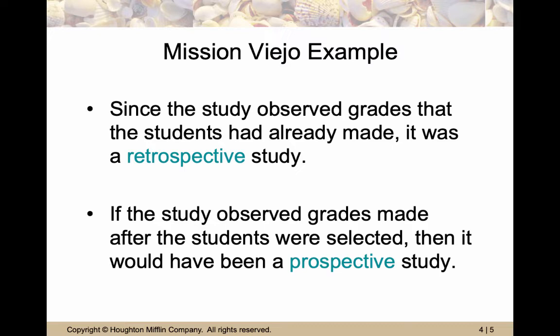Since the study observed grades that the students had already made, it was a retrospective study. So it looked backwards. Just like if we have a retro day, that means you're dressing and acting like a time that's gone by. Retroactive studies use data that already exist. If the study observed grades made by the students after they were selected, okay, so you select the students and then for the next 3 or 4 years you watch their grades, that would have been a prospective study. So prospective studies look forward.